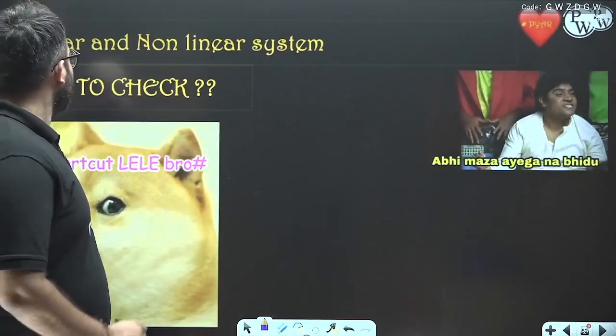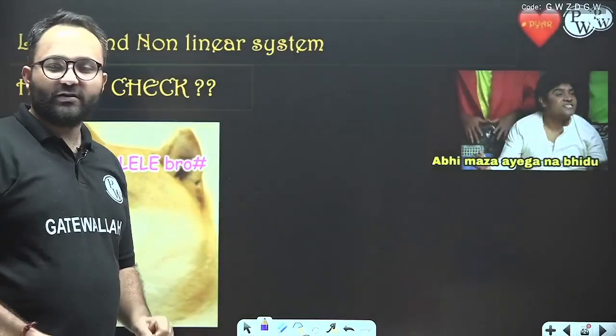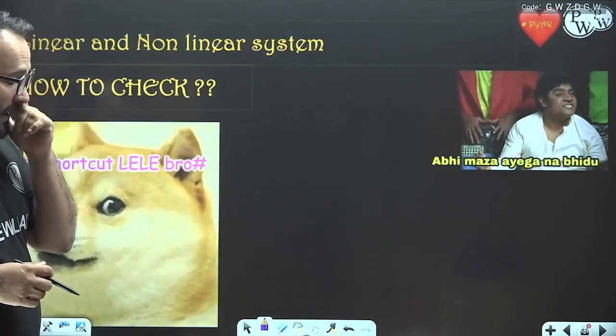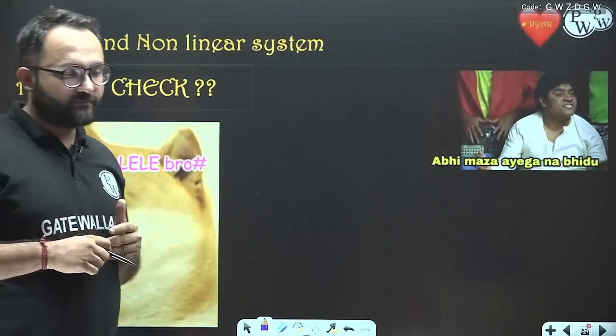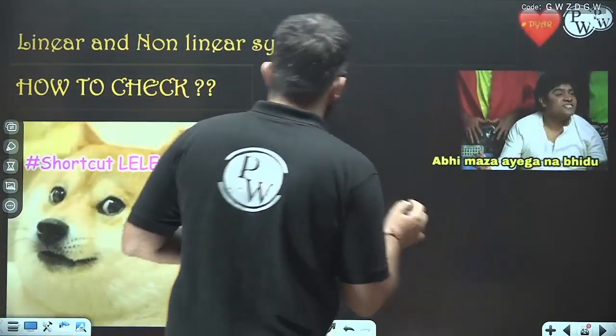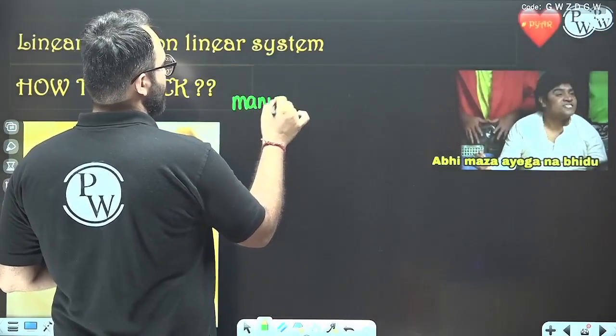So now the linear and non-linear system, the third type of system. What is the method to check it? It is very important to understand this, and we have a shortcut for it. In maths, we have studied many functions.